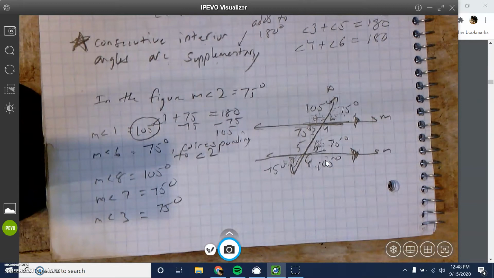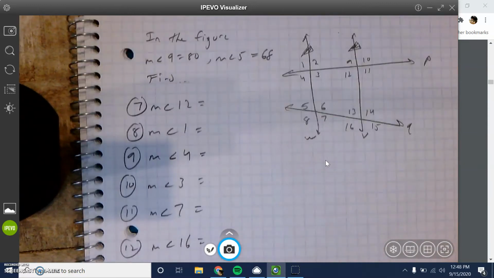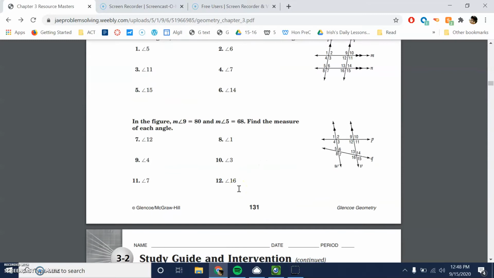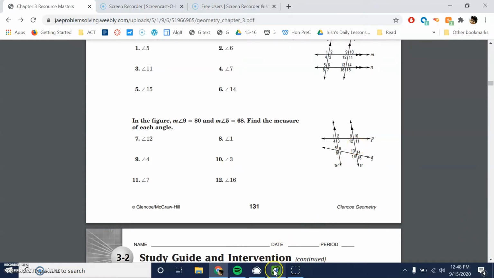Got it. Cool. Next one. Let's make it a little more challenging, shall we? Here you go. This one right here, I want you to copy off the worksheet. Looks like this. So we got this and this, this and this. So now we got a double transversal. Measure of angle 9 is 80. Measure of angle 5 is 68. We got to find these 6 angle measures based upon this picture and the relationships we know. All right. You got it down?